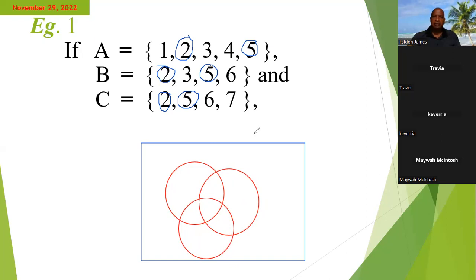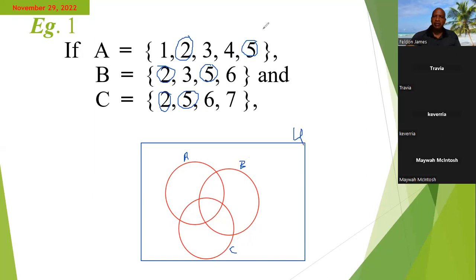And now we want to label our sets. So let us use a different color for our labeling. So this is set A. This is set B. And this is set C. Now, can you assist me in putting these members in the various regions on the diagram?